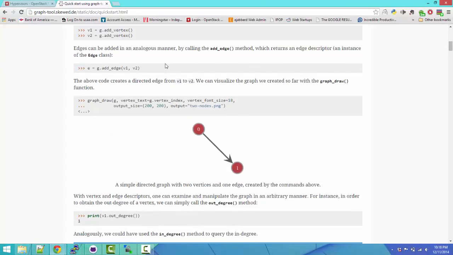GraphTool was useful because it allowed you to create a graph and then draw that graph. That is, output a PNG file of that graph simply by calling a function. It would look like this.